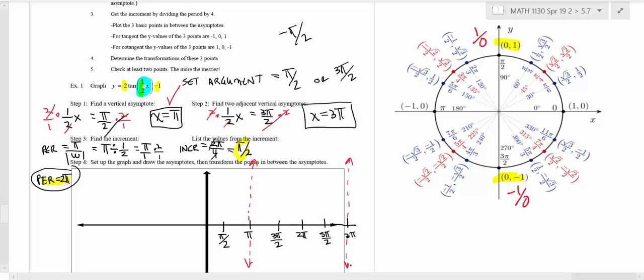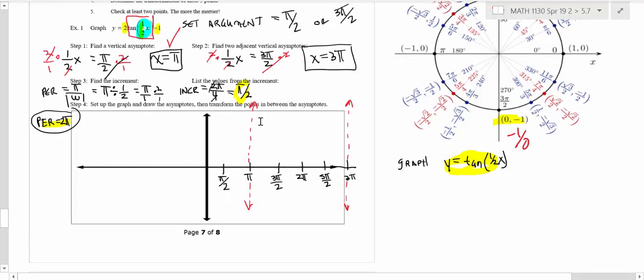Because you can graph one period, then the rest of it's just repetition anyway. And what we're going to do is graph y equals tangent of 1/2 x and just focus on that, because what you always want to do is work on this inside part right here. Then the 2 and minus 1, you can adjust those numbers as we go through this, okay? So here's basically the way that I like you to do this.